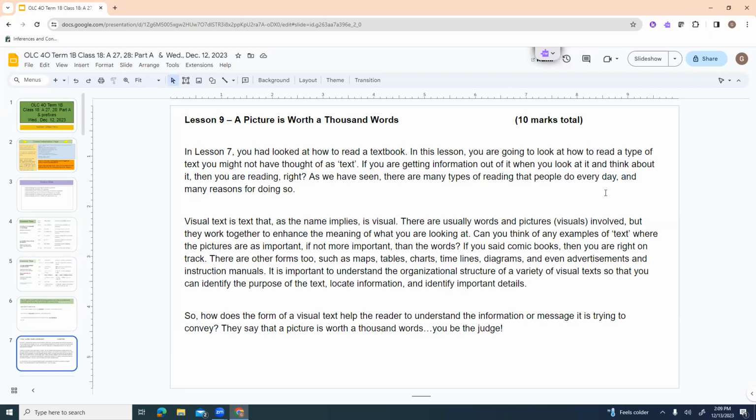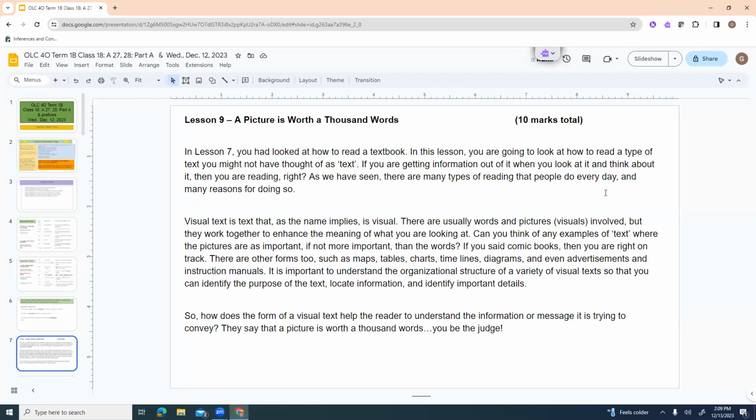Visual text is text that, as the name implies, is visual. It's something you can see. There are usually words and pictures involved, but they work together to enhance the meaning of what you're looking at. Can you think of any examples of text where the pictures are as important, if not more important, than the words? If you said comic books, then you are right on track. There are other forms too, such as maps, tables, charts, timelines, diagrams, and even advertisements and instruction manuals.